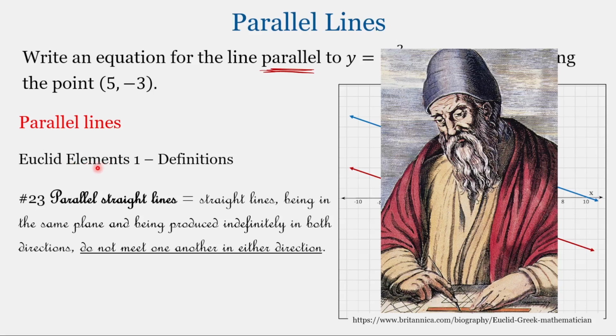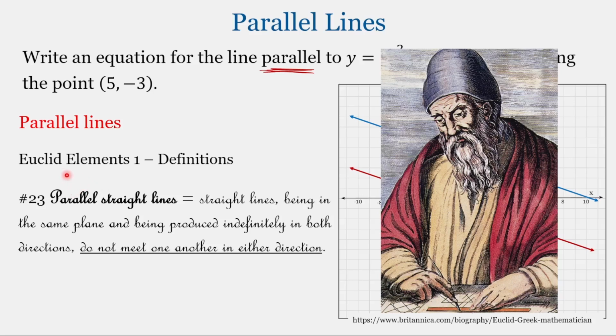Well, the concept of parallel lines goes back thousands of years. It's included in Euclid's Elements, in the definitions of Book 1. When Euclid defined parallel lines, he said that parallel straight lines are straight lines being in the same plane and being produced indefinitely in both directions, that these lines do not meet one another in either direction.